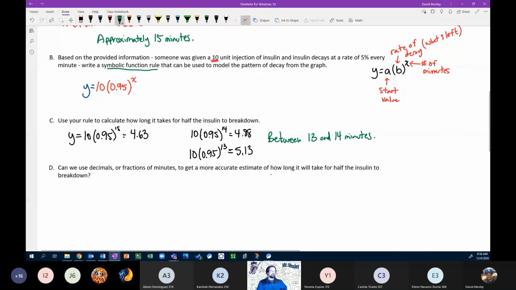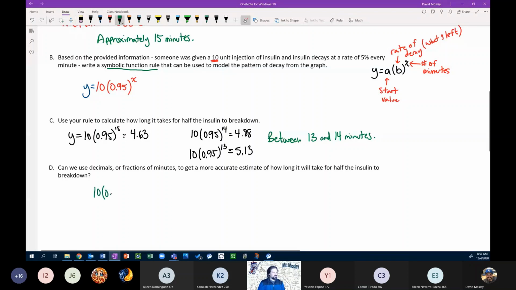Now, the last part: can we use decimals or fractions of minutes to get a more accurate estimate of how long it will take for the insulin to break down? Well, yes, we can. There's no rule that says I can't use a decimal in the exponent spot. Now we can get a better guess. I know that it's between 13 and 14. It's probably pretty close to the middle based on how far apart these two numbers are, 4.88 and 5.13. So we'll again use guess and check.